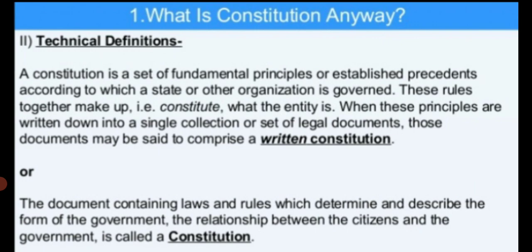What is a constitution? Technical definition: a constitution is a set of fundamental principles or established precedents according to which a state or other organization is governed. These rules together make up, that is, constitute, what the entity is. When these principles are written down into a single collection or set of legal documents, those documents may be said to comprise a written constitution, or the document containing laws and rules which determine and describe the form of the government. The relationship between the citizens and the government is called a constitution.